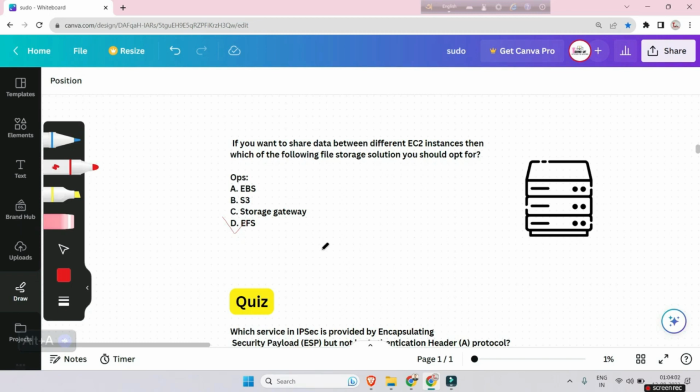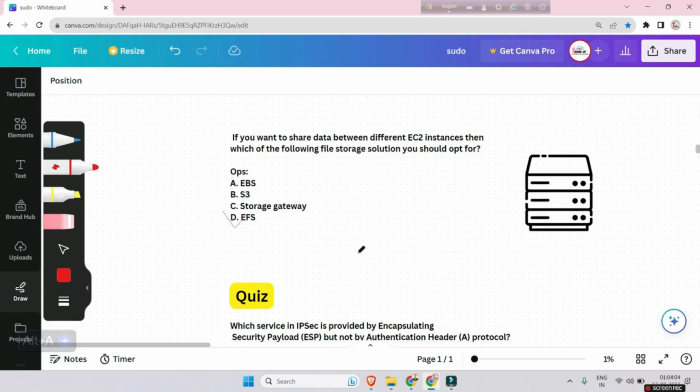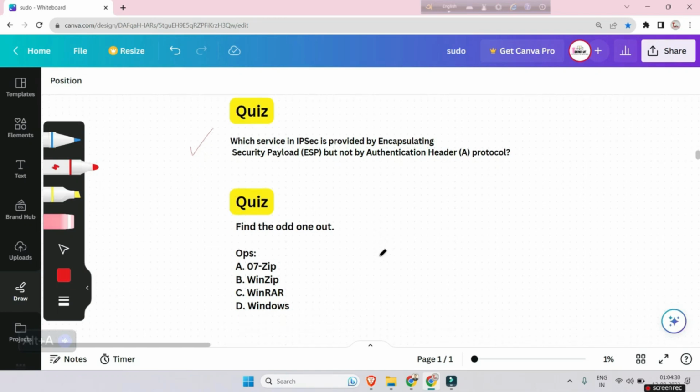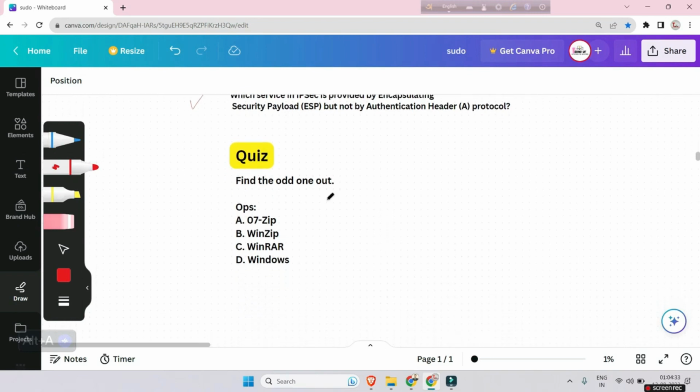So I hope you have got a little knowledge in this video, right? So let's go to the quiz questions that are for you, right? So the first quiz question is, which service in IPsec is provided by Encapsulating Security Payload, ESP, but not by the Authentication Header, AH protocol? What will be the answer? Please give me the appropriate answer in the comment box and give me two quiz questions' answers in a single comment, right? So the next quiz question is, find out the odd one, right?